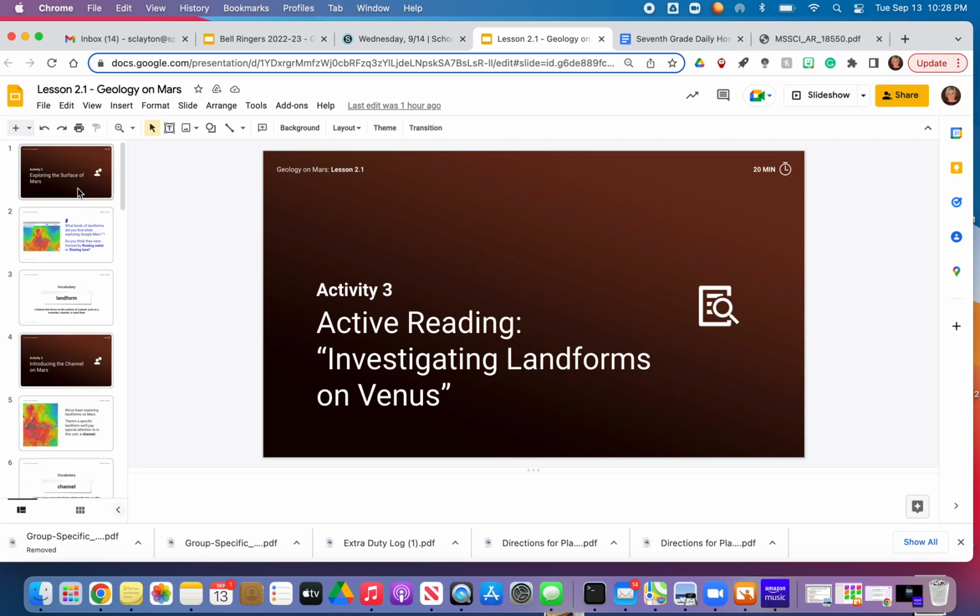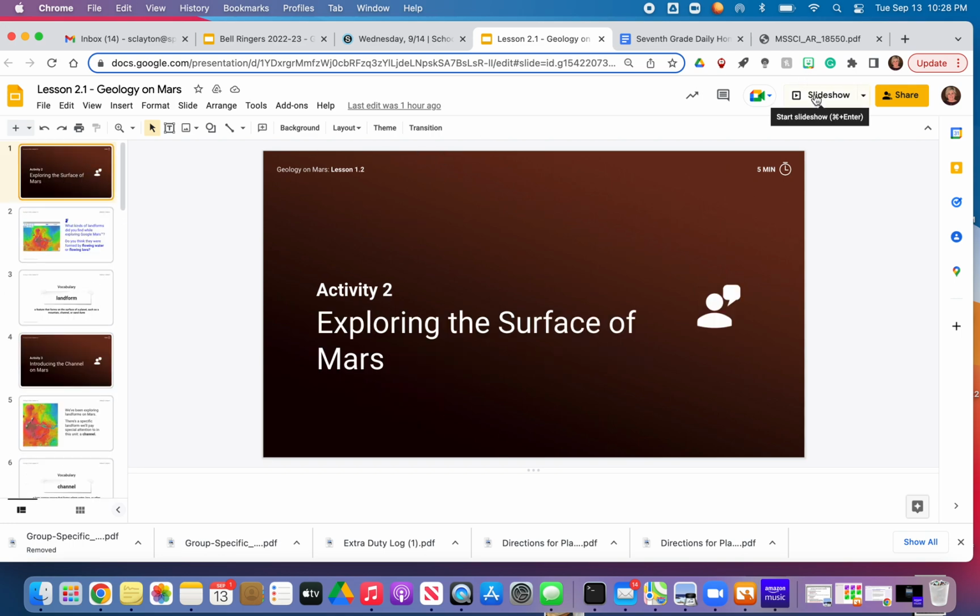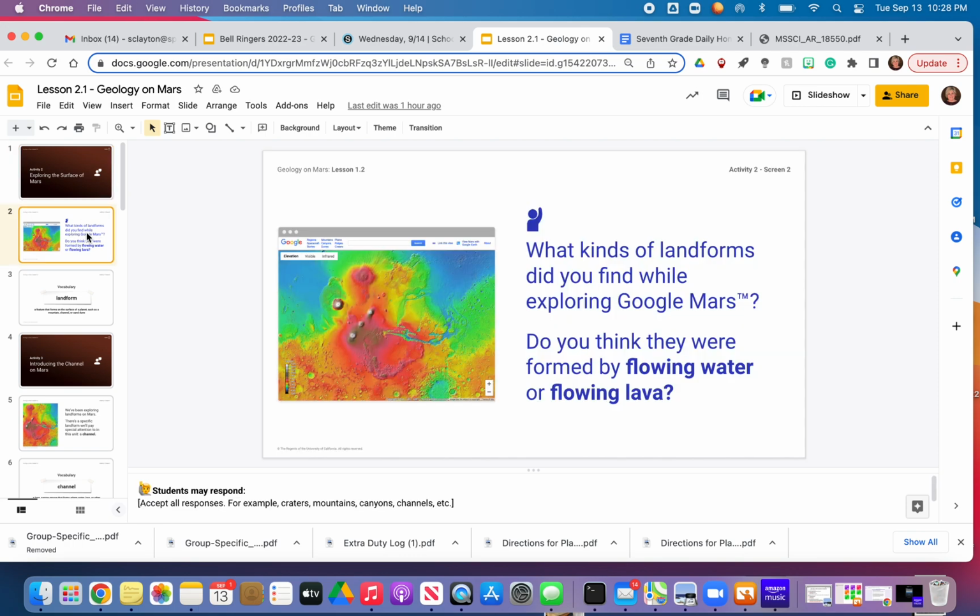Okay, let me go ahead and get to the very beginning here. So we are going to pick up, if you were in period 1, we talked about this, but if you're in periods 2, 4, and 5, I ended class yesterday with you guys just doing a little bit of exploration of Google Mars, where we're just looking at that one satellite picture.